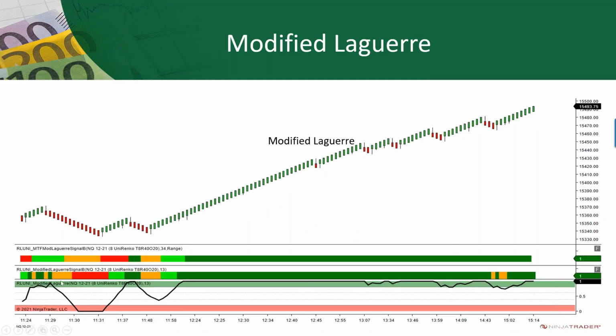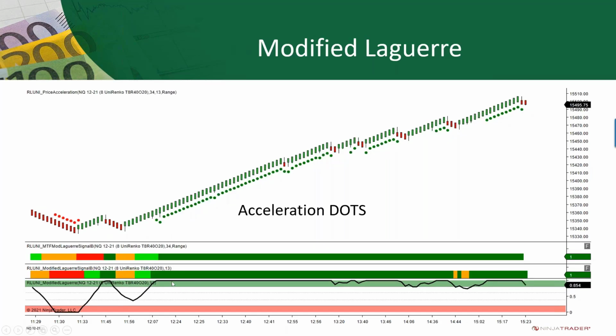So when the modified Laguerre goes below 20, this will turn red. When it crosses above and is sloping up, it will be lime green. When it crosses above 80, it will turn dark green, and when it crosses below and sloping down, it will be orange. But ultimately, we're looking for this to be at 100 or at 0, so we get our acceleration dots.